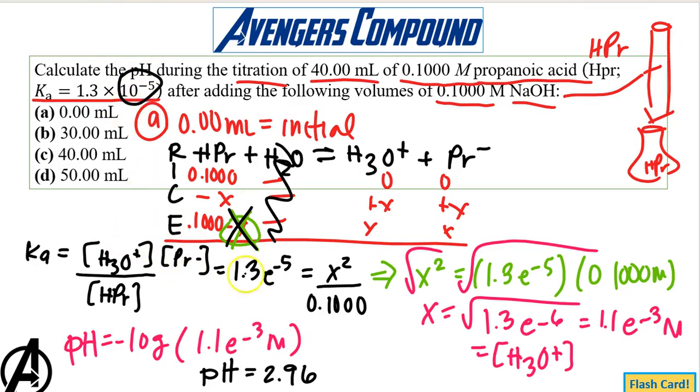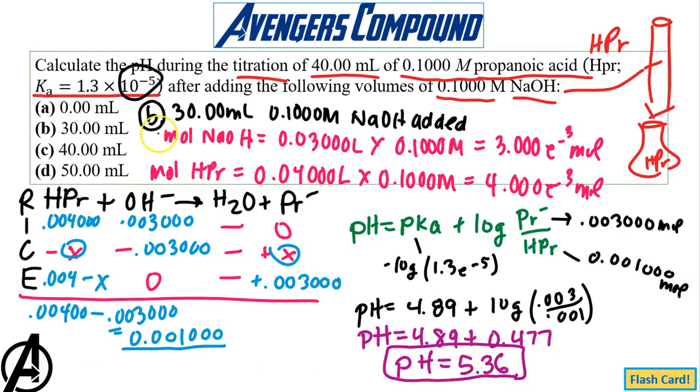All right, folks? So I make my assumption, then I set up my Ka expression. It equals my products divided by my reactants. I know this is equal to 1.3 times 10 to the negative 5. That's going to equal x squared based on my products divided by 0.1000. I want to then solve for x, so I take the square root of my Ka value multiplied by my HPr value, and I get my H3O plus concentration. It's 1.1 times 10 to the negative 3 molar. If I want to get pH, all I have to do is take the negative log of that, and my pH is therefore going to equal 2.96.